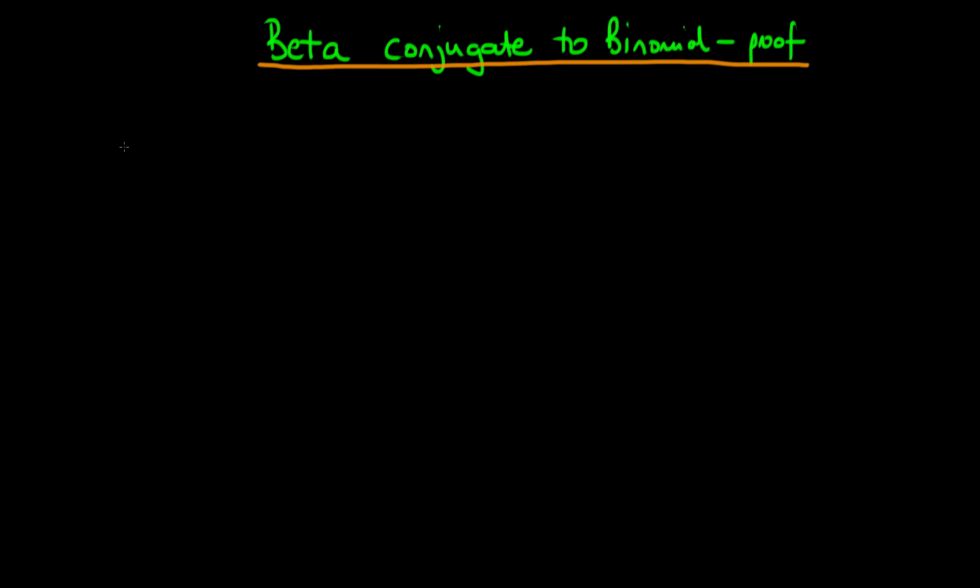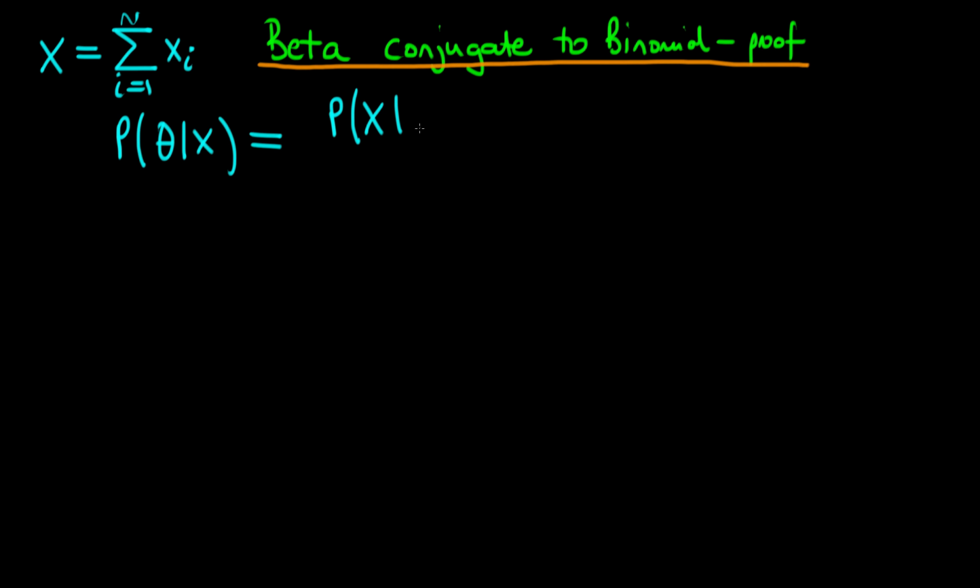So to start off, we're going to write down our posterior density, the probability of theta given our data x, and x here, in the case of a binomial likelihood, is the sum from i equals 1 to n of the results of individual Bernoulli trials, which I've called x_i here. And we know that the posterior is equal to the probability of the data given theta, which is the likelihood, times the probability of theta, all divided through by the probability of our data, just the probability of x.